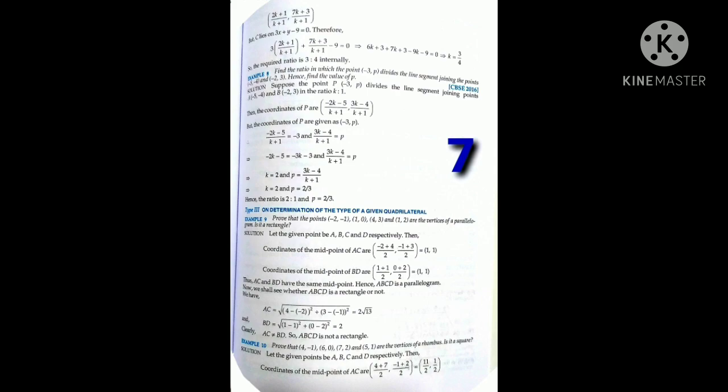The question is, we have to prove that the points (-2, -1), (1, 0), (4, 3) and (1, 2) are the vertices of a parallelogram. Is it a rectangle? Now, first of all, we have to understand what is a parallelogram. I will tell you a little bit over here also.